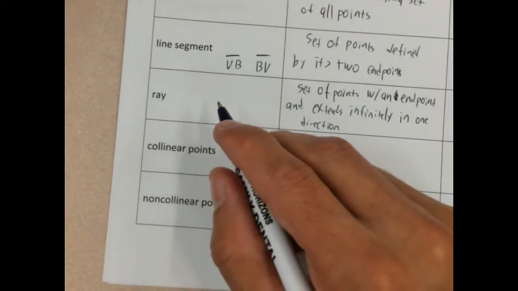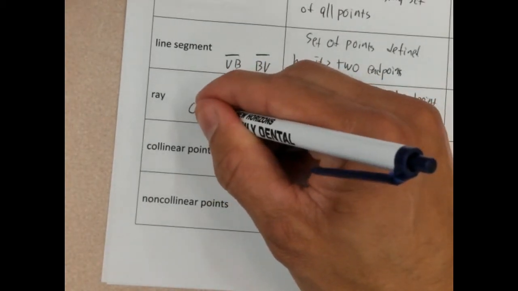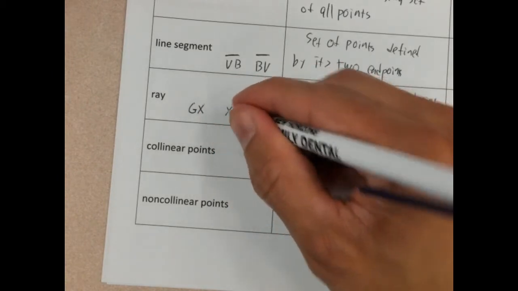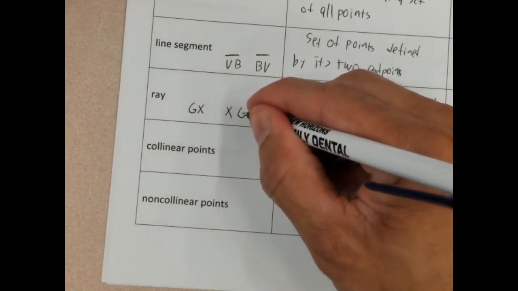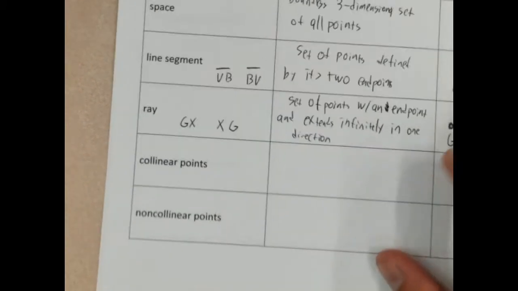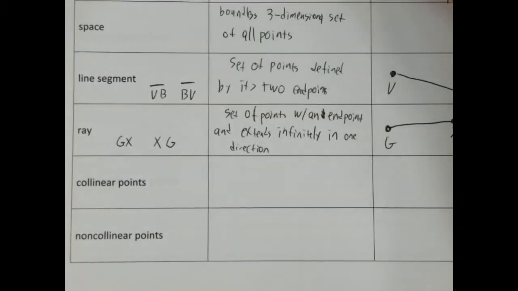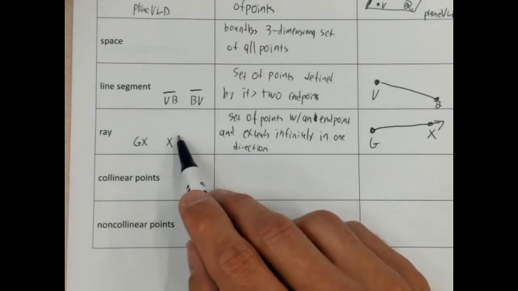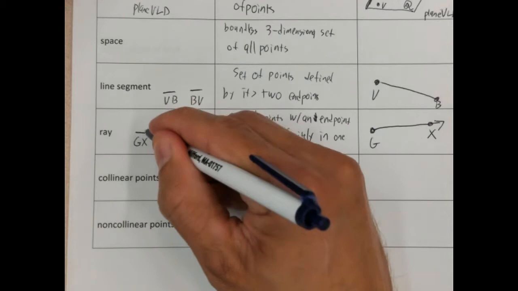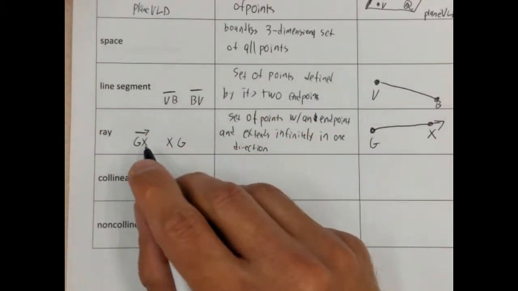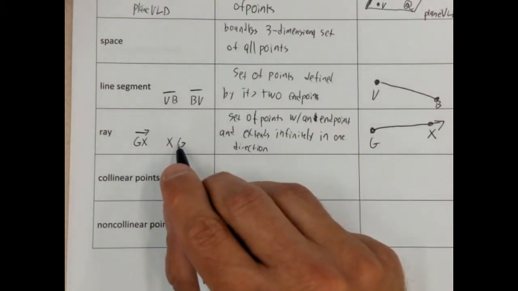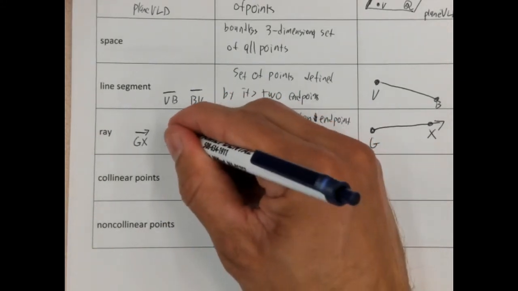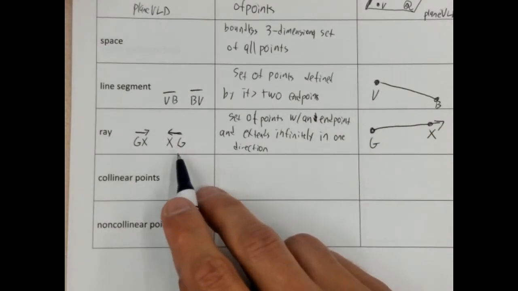Now this is where it gets interesting with the notation. You cannot be indiscriminate in how you draw the symbol above it. The letters, yeah, you can reverse, just like the line segment and the line. But you have to be careful here. G is the endpoint, so that's where the ray originates, and the arrow is going to go the direction it's facing, so it's going through X. If we reverse the letters, we also need to reverse the direction of the ray above it, and that's important.